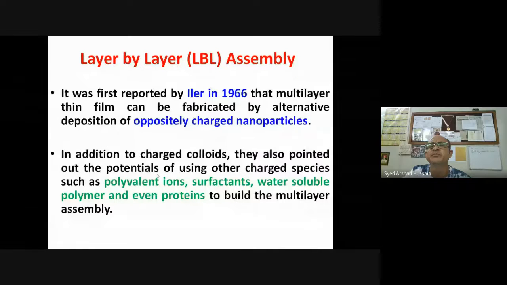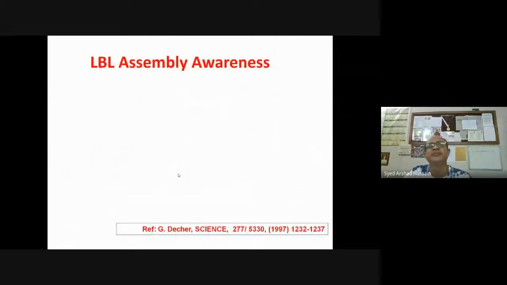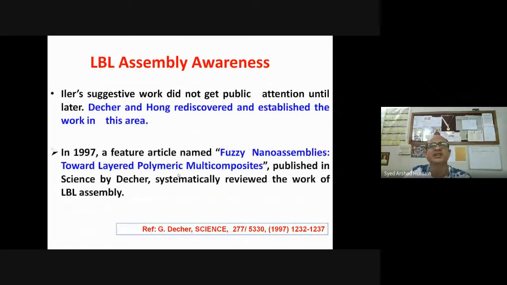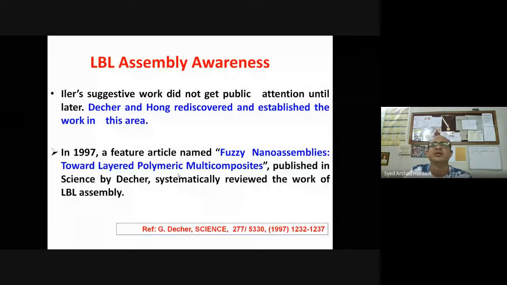Technique, and he used the material of oppositely charged material, because it is a low molecular weight organic material. So many materials are applied using this technique to organize them in a desired multilayer structure.